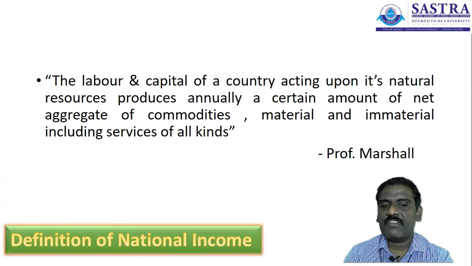As per the definition given by Professor Marshall, the labor and the capital of a country acting upon its natural resources produce annually a certain amount of net aggregates of commodities, material and immaterial, including services of all kinds, which is taken for the calculation of national income. So in this definition itself, you are able to understand the concept of national income.